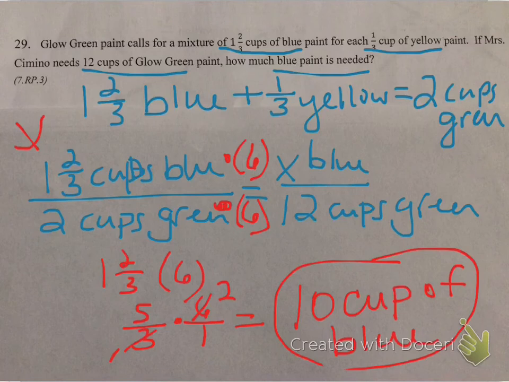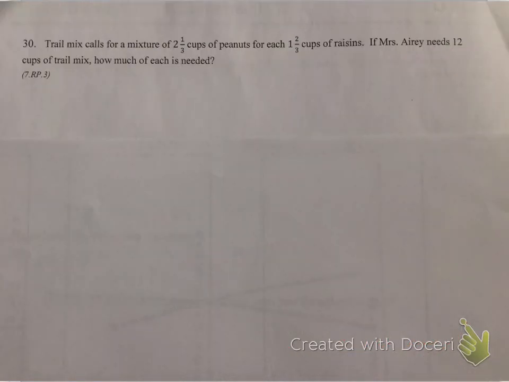Okay, that one is a tricky one. That one's probably the hardest one that's going to be on your quarterly. This is similar to that last one, just another practice problem just like that one. Trail mix. Trail mix calls for a mixture of 2 1/3 cups of peanuts and 1 2/3 cups of raisins. Okay, so when you make trail mix, you mix the peanuts and the raisins together. Just like you mix the yellow and the blue paint together, you mix the peanuts together with the raisins to make the trail mix. Mrs. Airy needs 12 cups of trail mix. How much of each is needed?